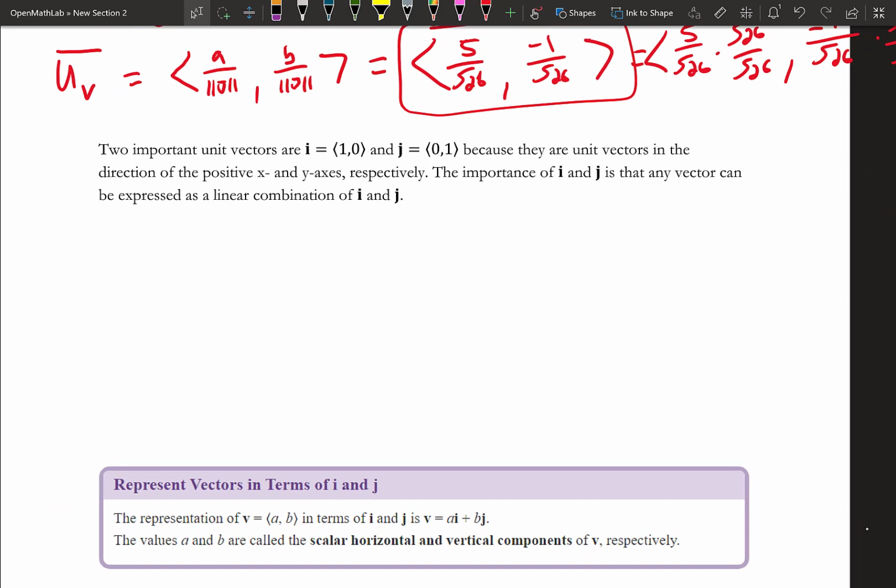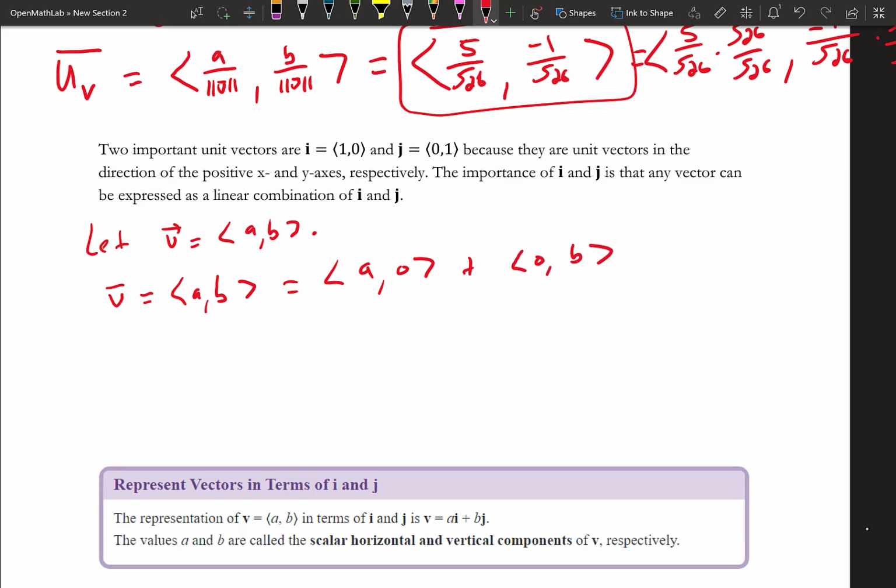So I have stated here that the importance of i and j is that any vector can be expressed as a linear combination of i and j, right? So I can show this. If I say, let vector v equal a comma b, then vector v equals a comma b, which is the same thing as if I took a comma 0 plus 0 comma b. Vector addition, kind of doing that backwards, would still give me a comma b.